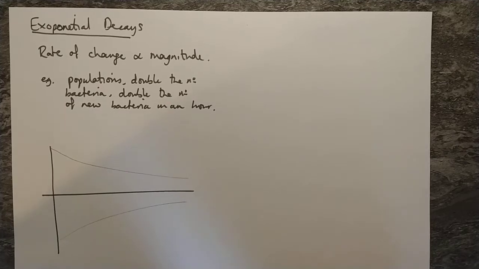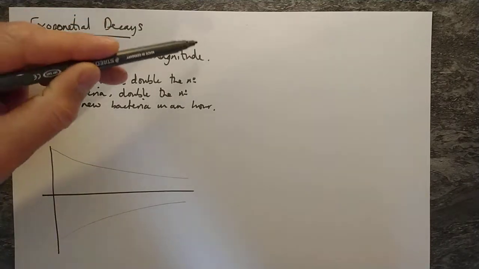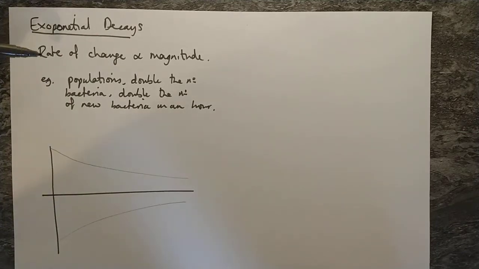which I'm going to look at in context today. So when two things are related in an exponential way, the rate of change is directly proportional to the magnitude. The magnitude is how big it is, and the rate of change is how quickly it changes.